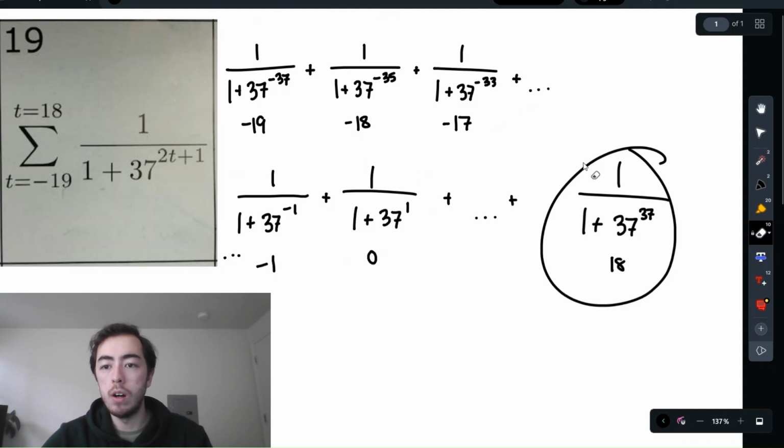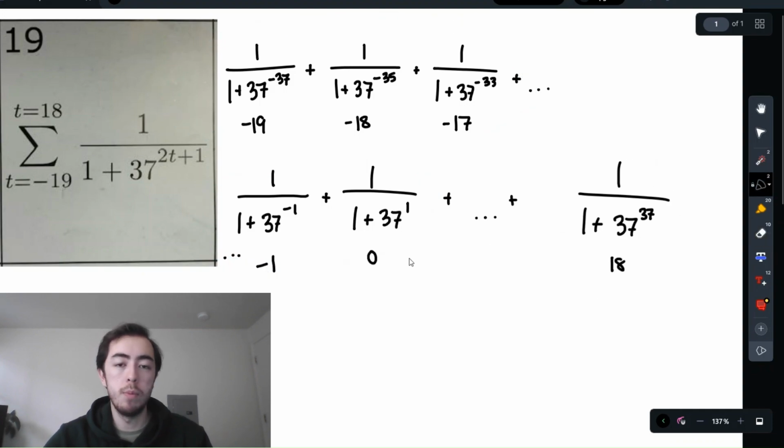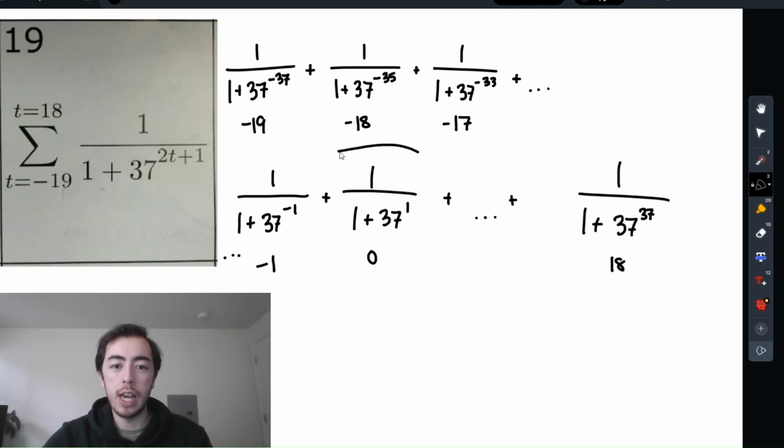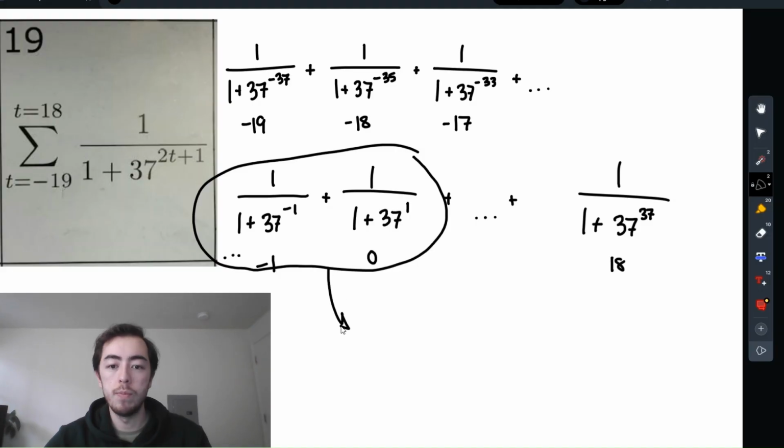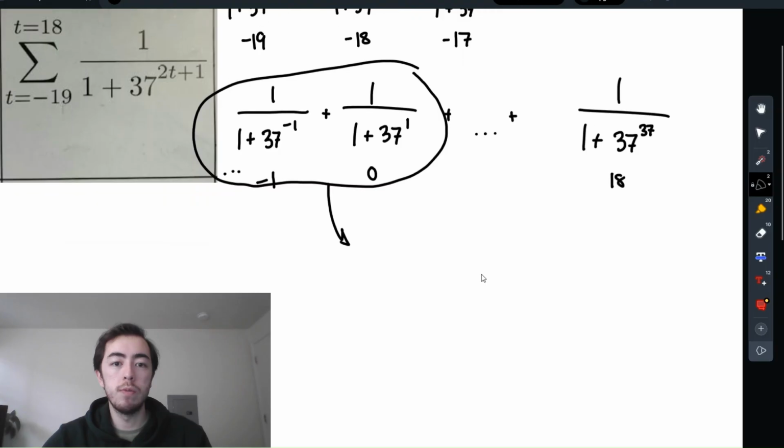I'd like to prove that all of our terms pair up and create the number 1. Let's take a look at this pair first. I'd like to claim that both of these added up equals the number 1. To do so, I'm going to just use a variable. Instead of 37, I will just use a.